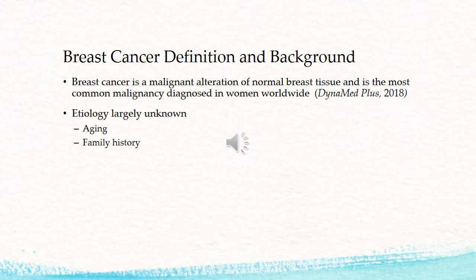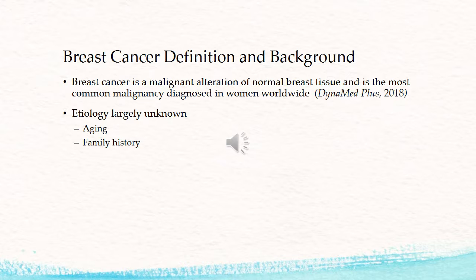Breast cancer definition and background. Breast cancer is a malignant alteration of normal breast tissue and is the most common malignancy diagnosed in women worldwide. Breast cancer can be classified as carcinoma in situ or invasive breast cancer, depending on if the malignancy has spread beyond the breast's basement membrane.